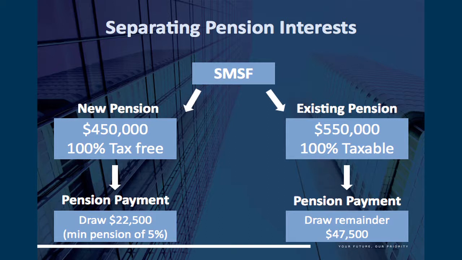The existing pension of $550,000 is still taxable. Nothing changes there. Now the reason we're doing this is to try and, as I mentioned, to preserve that $450,000. So keep as much of that as we can.